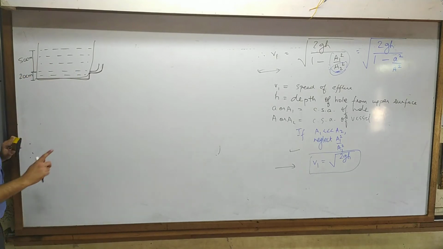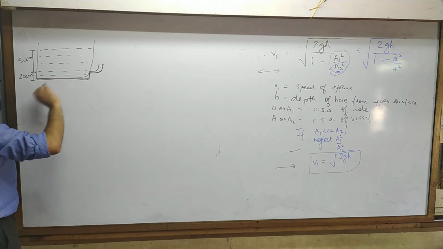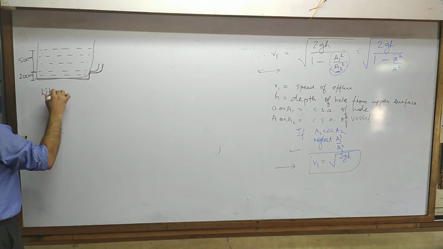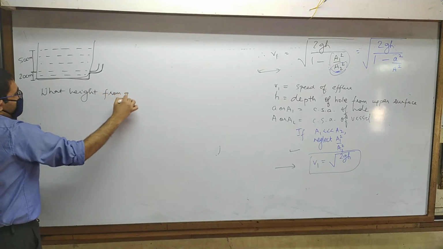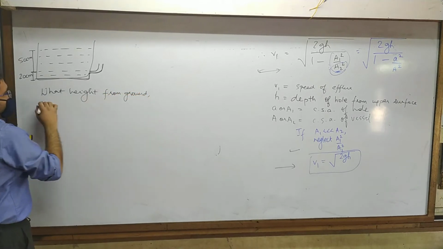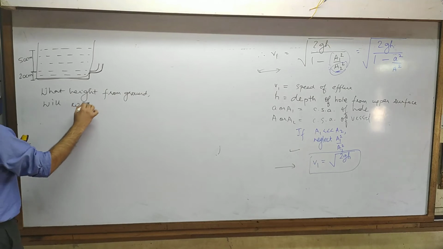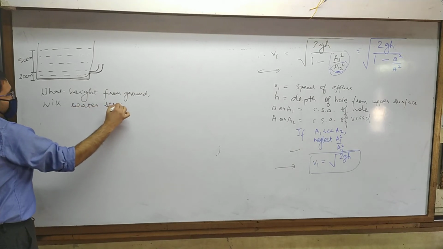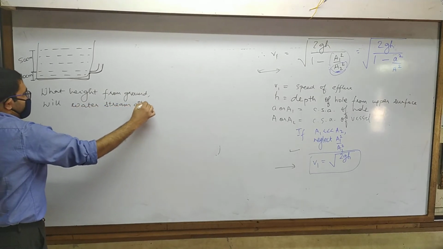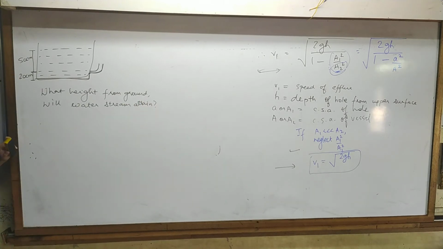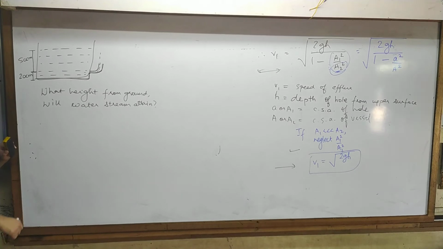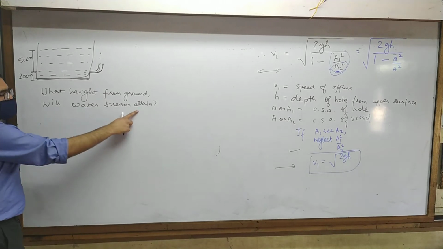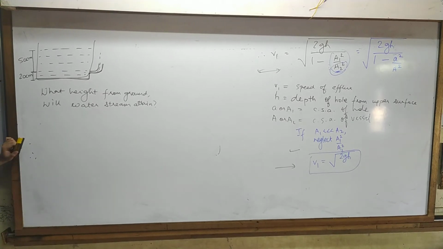So the question is, up to what height from the ground will the water stream attain, that is, get? Understood the question? If the water flow comes out like this, what height will it attain? That's the question.